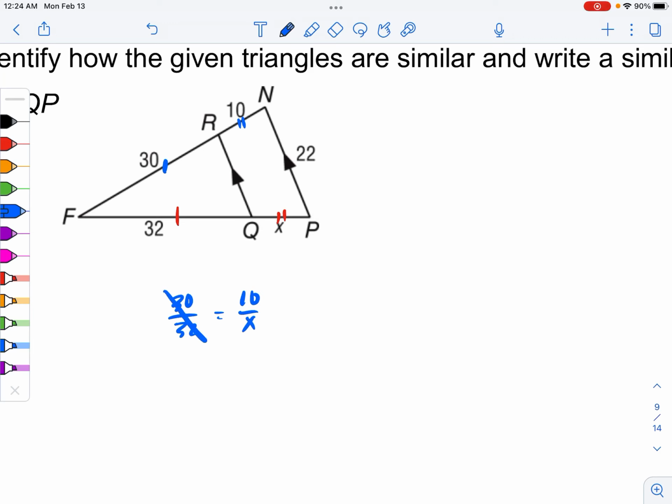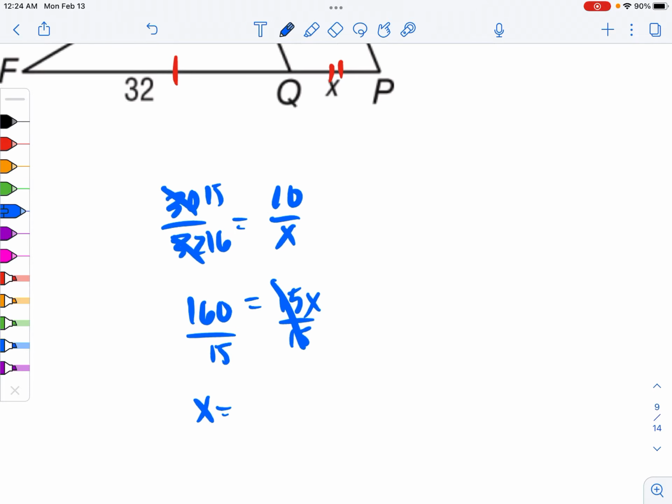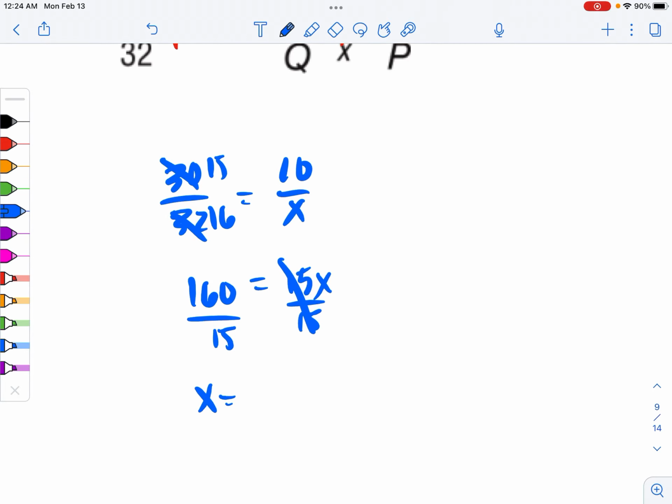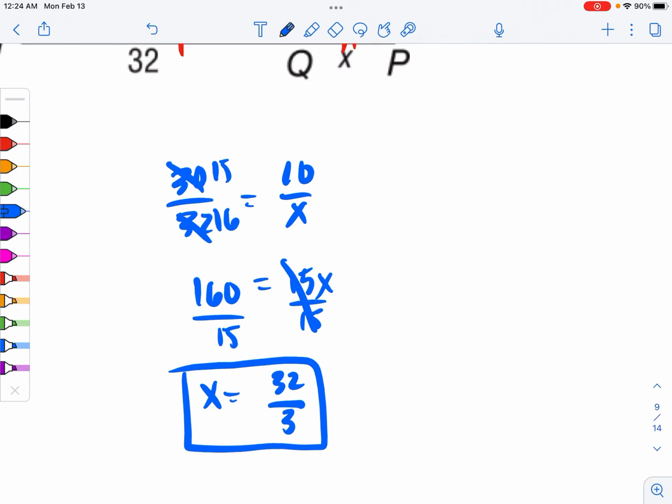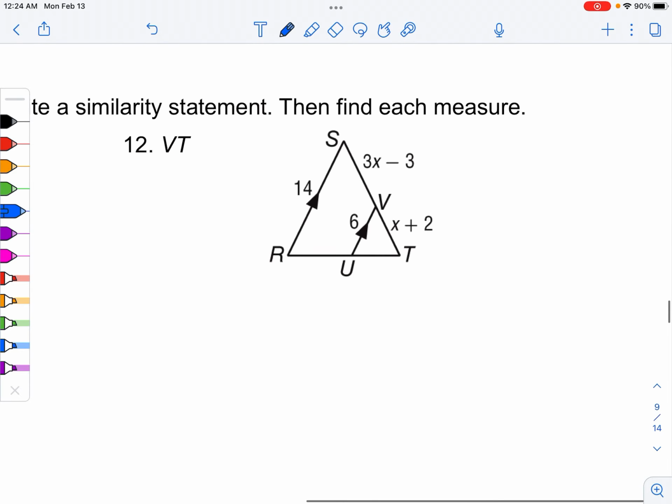Now, this is doing some quick math. We could actually simplify this: 15 over 16. Cross multiply, we get 160 is equal to 15x. Divide by 15, divide by 15. X is then equal to, we could actually divide this by 5. So this would have a 3 as a denominator, numerator would be 32. And that's as far as we could go. Okay?